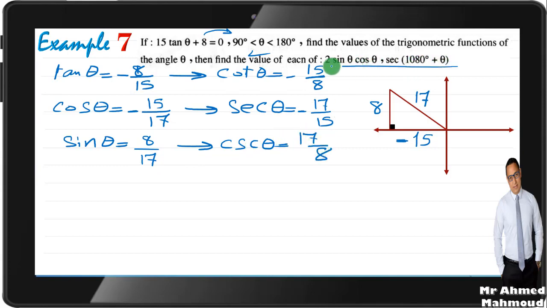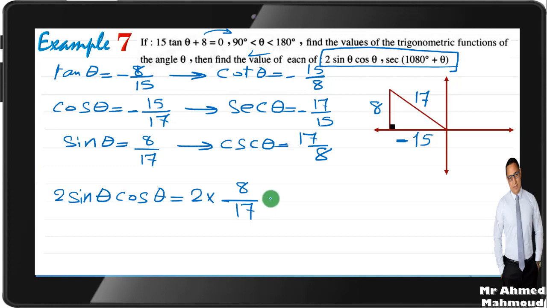Okay, this expression equals 2 times sine theta, 8 over 17, times cosine theta, negative 15 over 17. It's equal to negative 240 over 289.